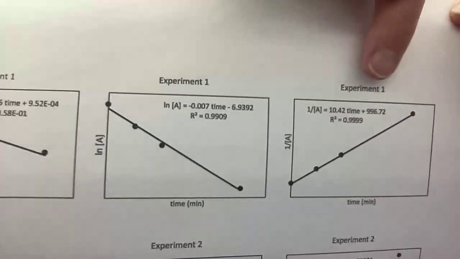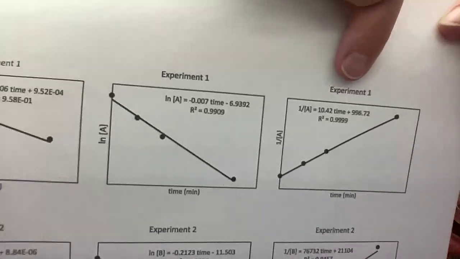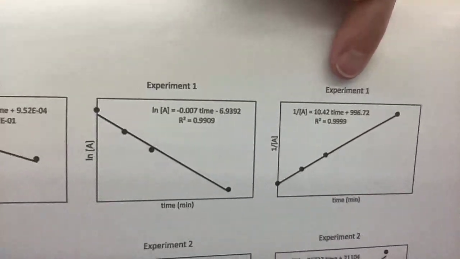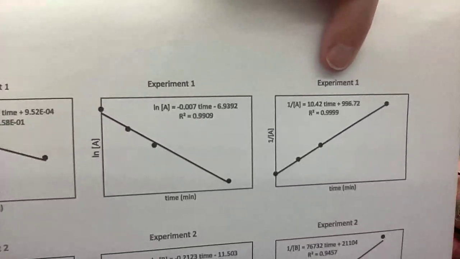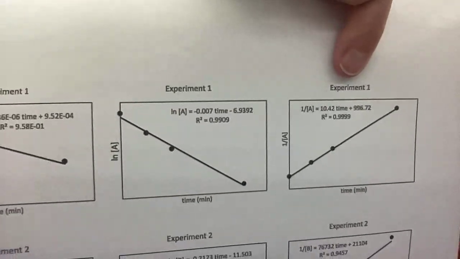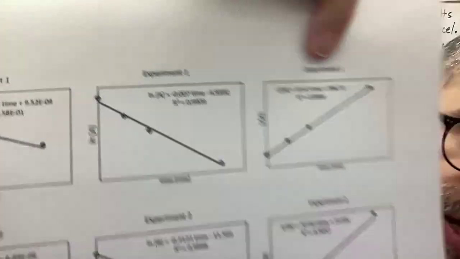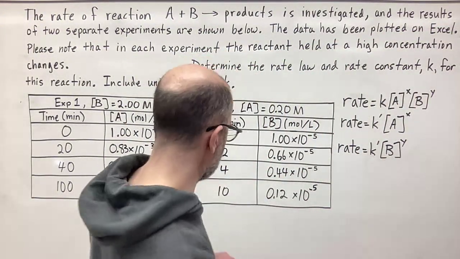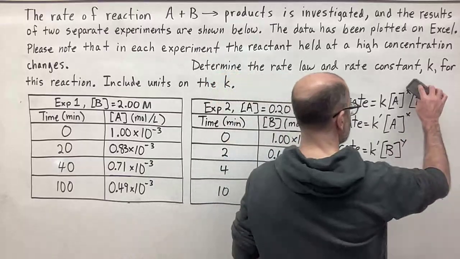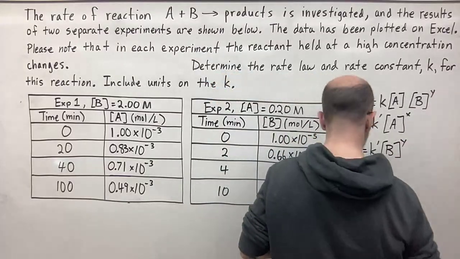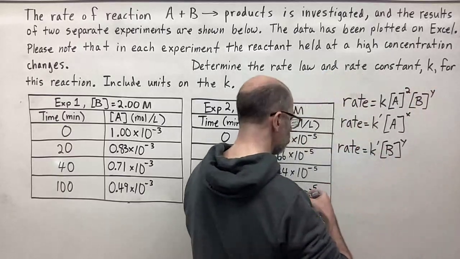So here, for experiment number 1, this tells us that the concentration of A affects the rate according to a second order rate law. So that means that the order of A is second order. So therefore, we can now change our X to a 2. So that tells us it's second order.